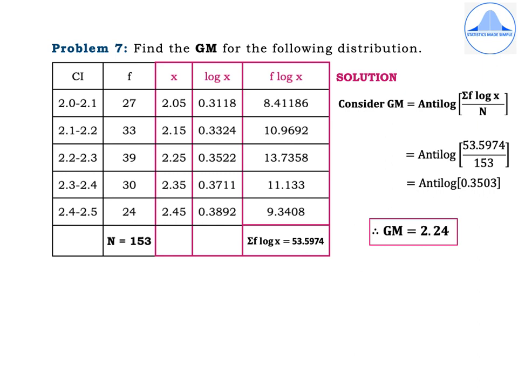The f log x values are 8.41186, 10.9692, 13.7358, 11.133, 9.3408. So summation f log x is equal to 53.5974. Under solution, write the formula of the geometric mean for continuous data, that is, consider GM equal to antilog summation f log x divided by capital N, which is equal to antilog of 53.5974 divided by 153, which is equal to antilog of 0.3503. Therefore, GM is equal to 2.24.